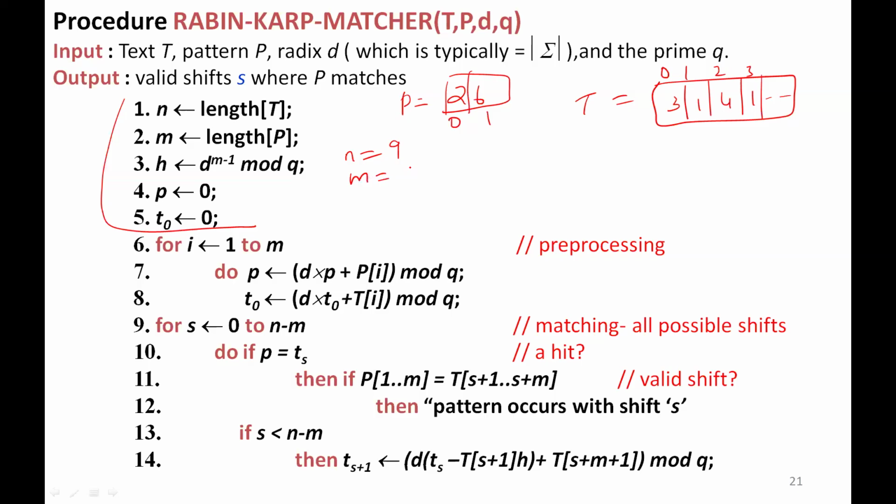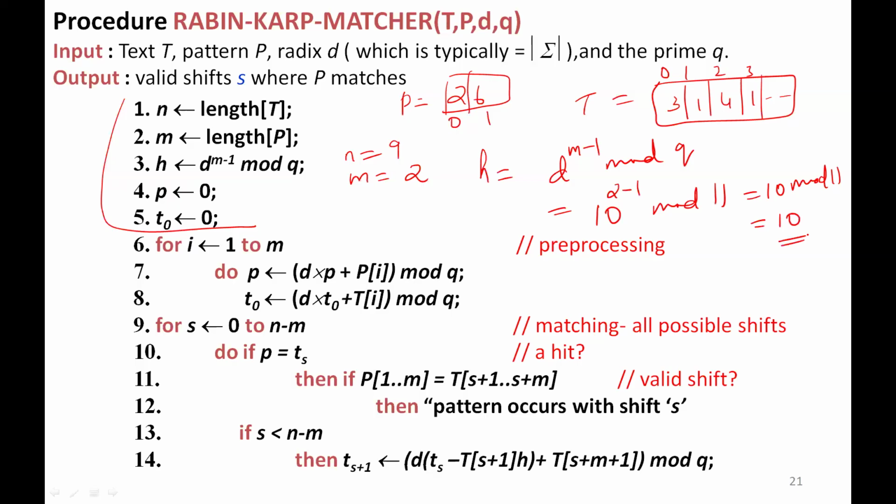And the length of the pattern is 2. Now what will be h? H will be d raised to m minus 1 mod of q. What is d here? D is given, it is 10. 10 raised to 2 minus 1 mod of q, it is given as 11. 10 raised to 2 minus 1 is nothing but 10 itself. 10 mod 11. Any number less than 11, the mod value will be the number itself. So it will be 10. So in our case, the value h is given here.